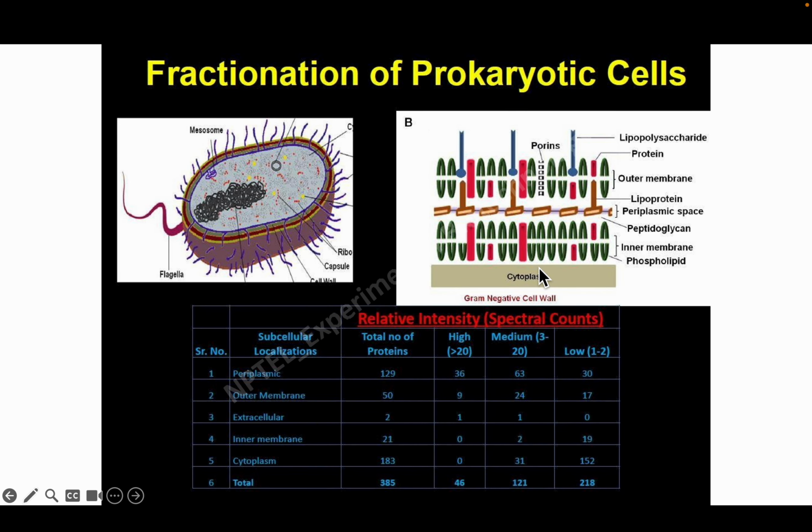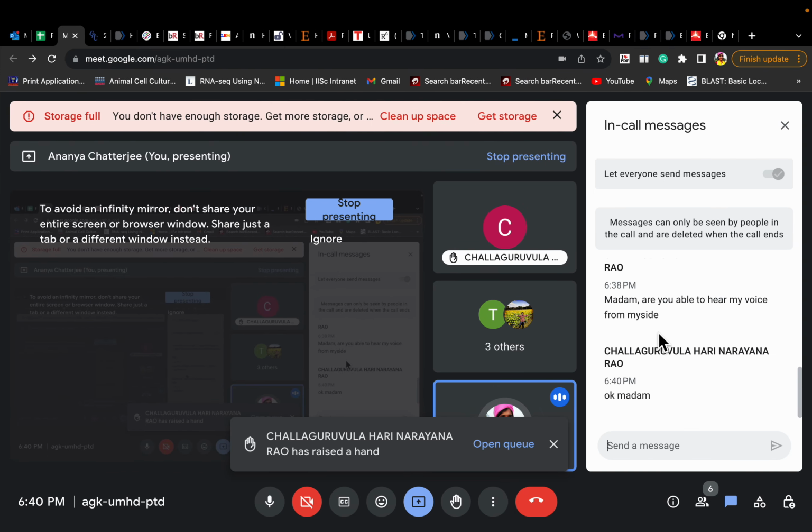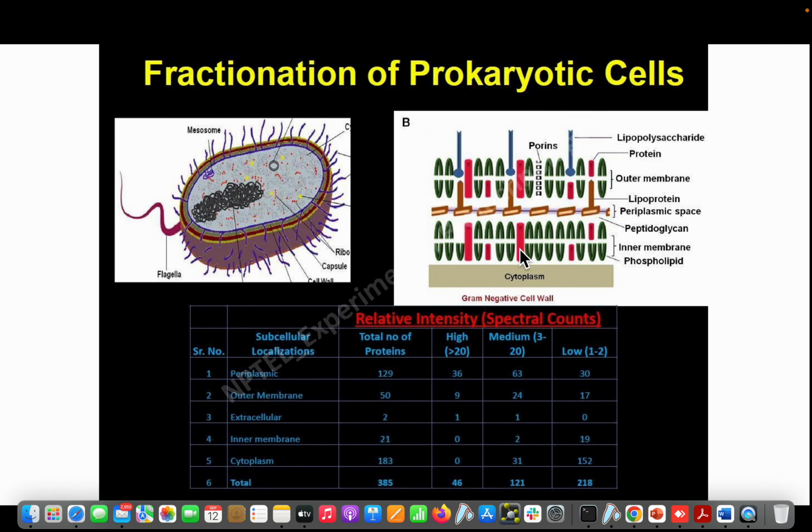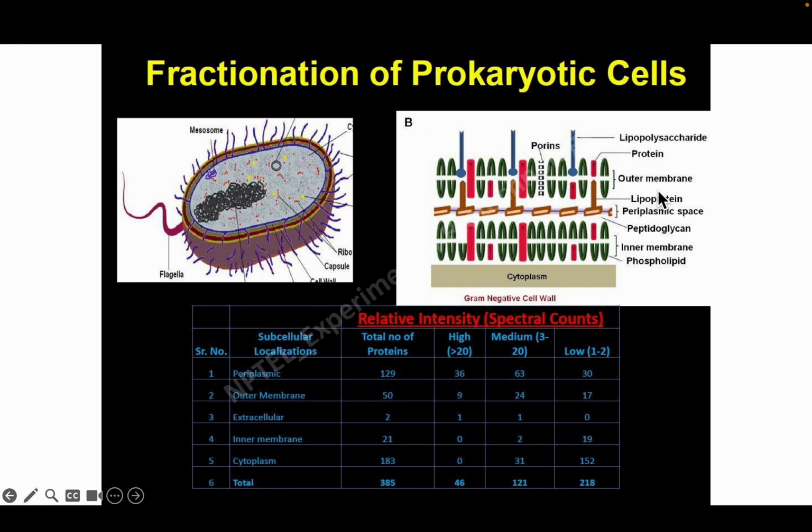So in the prokaryotic cells, porins are there, present in the outer membrane, where lipopolysaccharides are also there. You were saying it's not available in the lecture notes, but it's available. It also consists of lipoprotein. This is the periplasmic space. This is peptidoglycan, the whole thing is peptidoglycan. So it has an inner membrane and outer membrane, and this is the cytoplasm. This is the gram negative cell wall.